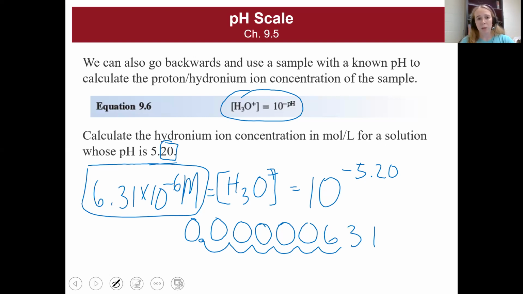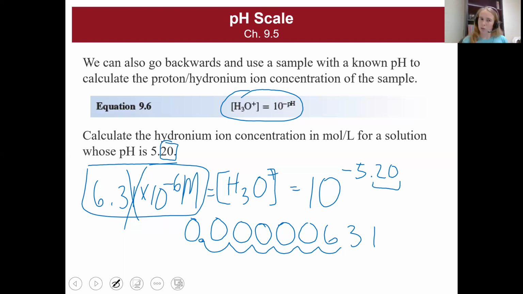But when we're going backwards, we have the opposite problem. So 2 decimal places on our number that we plug into the 10 to the minus pH equation. So we have 2 decimal places here. So we're going to go backwards with that rule. 2 decimal places is going to tell us that we should only have 2 sig figs in our answer. So our correct answer should be 6.3 times 10 to the negative 6 molar.